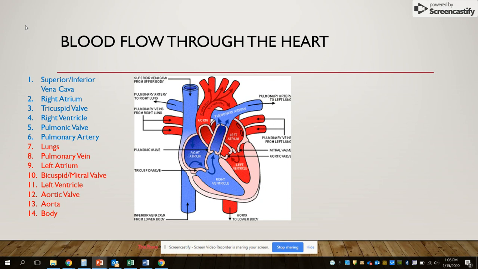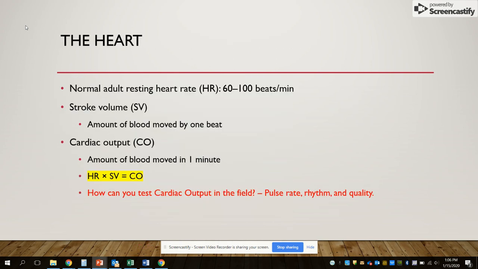And that's pretty simple blood flow through the heart, 14 small steps that it's making there. And this is happening every single beat of your heart. So it's happening roughly 60 to 100 times per minute without you even having to think about it. And that's pretty amazing when you actually do stop and think about it. So blood flow through the heart, you might see that again.